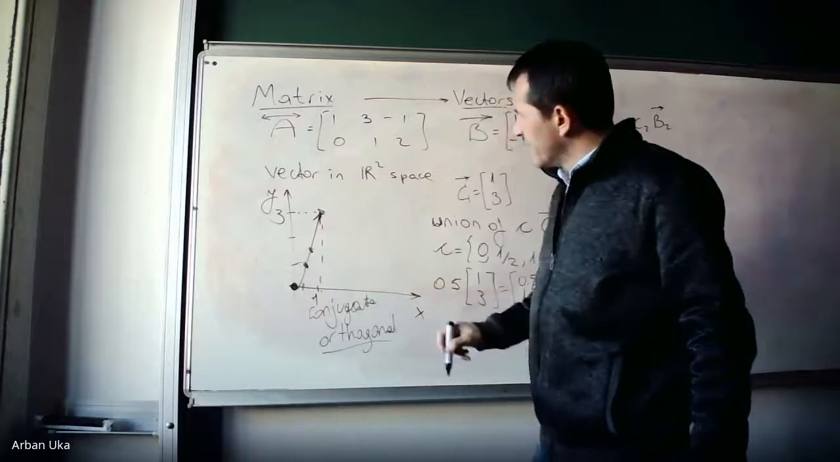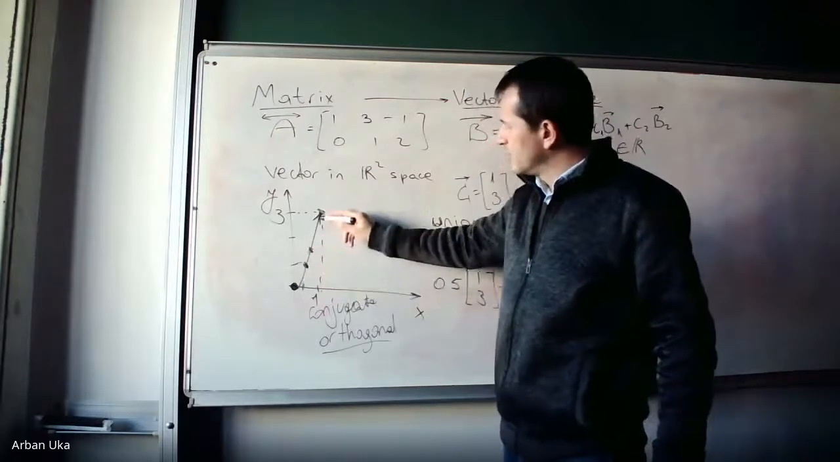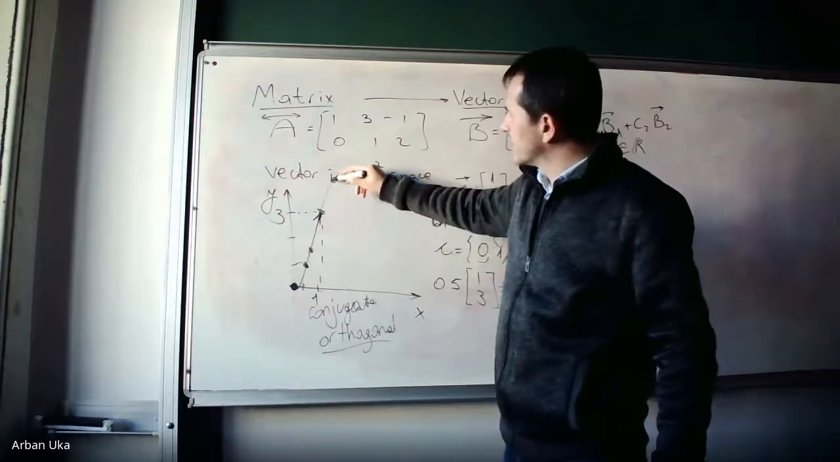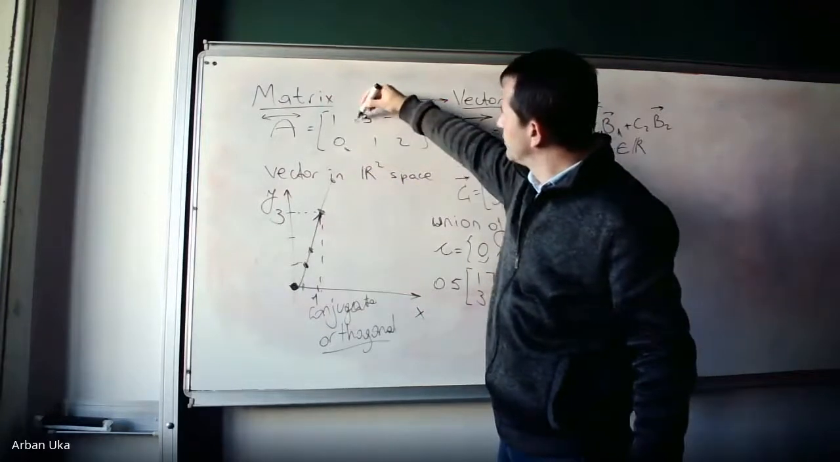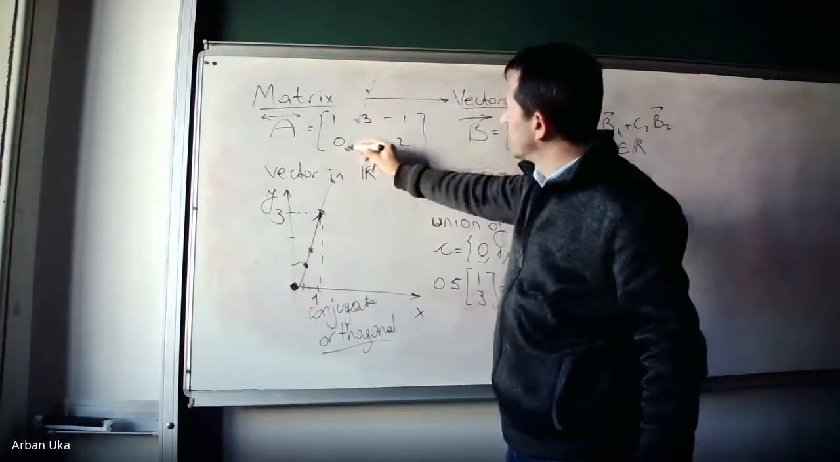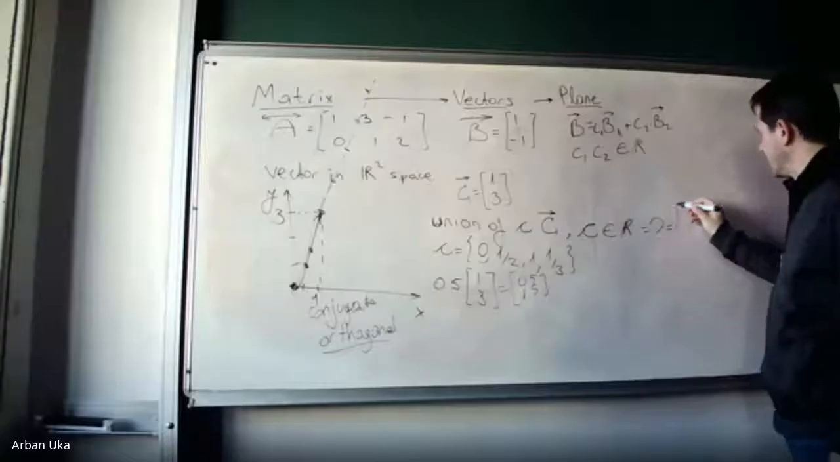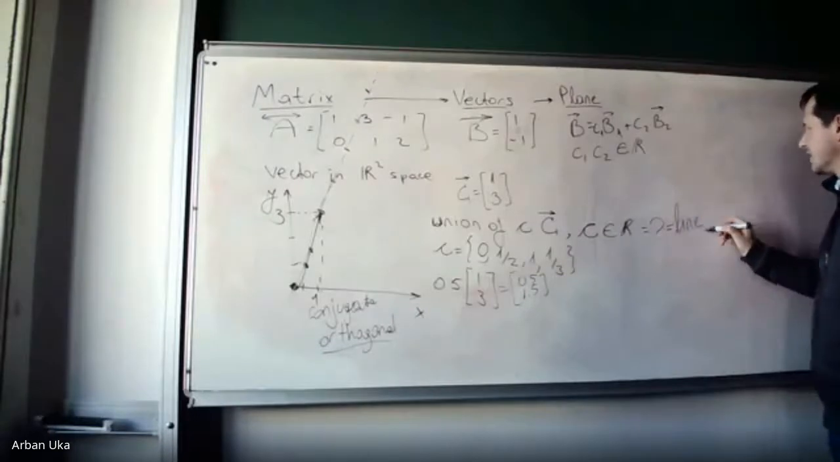So it looks like as we change the value of c, the value of the constant, we have the chance to get another point here, another point here, here. And if we get all of these, what do we get? A line. So here we can get a line.